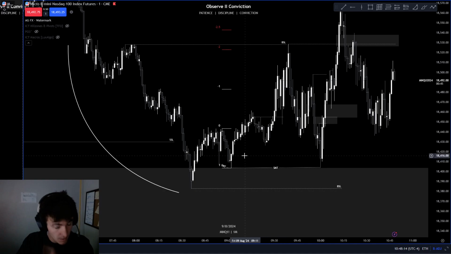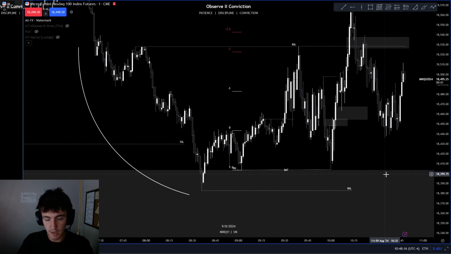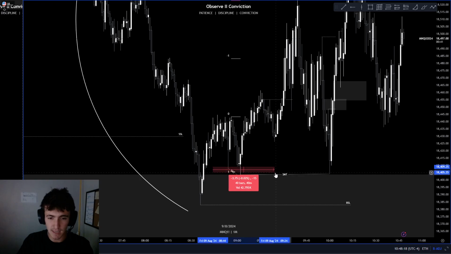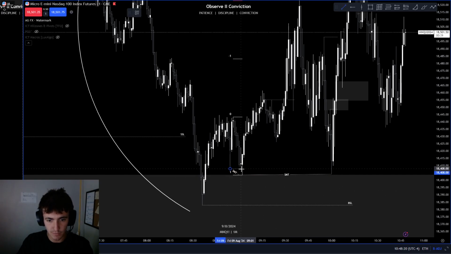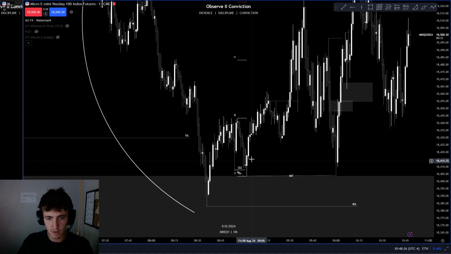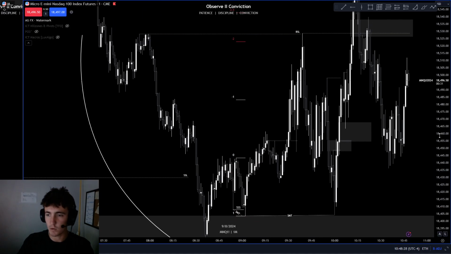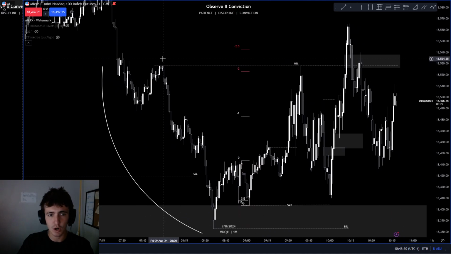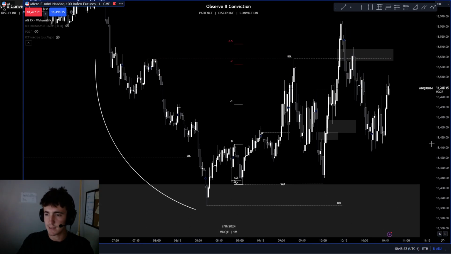Also, we create a 5-minute SMT right here, a bullish SMT, taking internal. This is our manipulation move. Did you see that? Clean manipulation move here. Draw out my standard deviation. What does it line up with? Lines perfectly with these highs right here. This is my draw on liquidity.